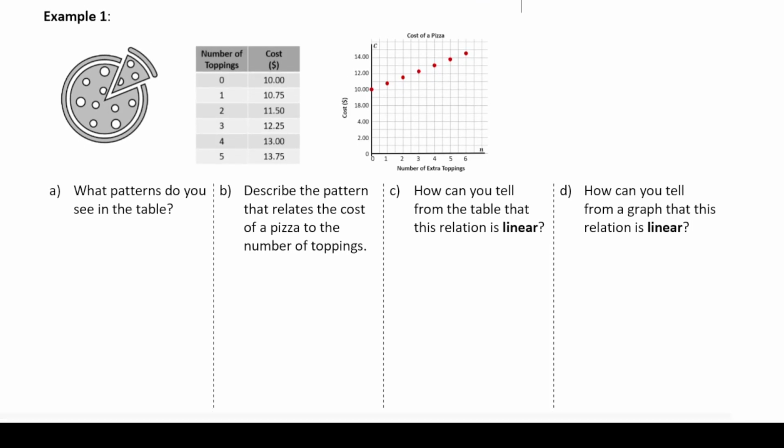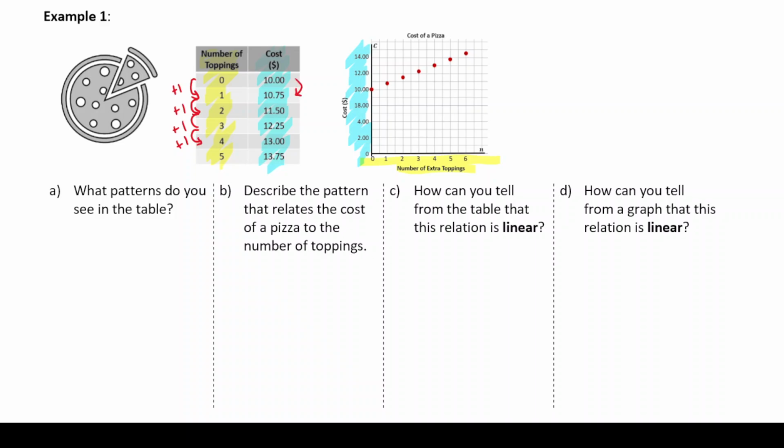We have number of toppings, that is our independent variable, and that's shown on the x-axis of the graph, and then we have the cost of a pizza shown on the y-axis. So what patterns do we see in the table? So let's look at the table and what's happening to the values. I can see that the number of toppings is going up by 1 as I progress down the table.